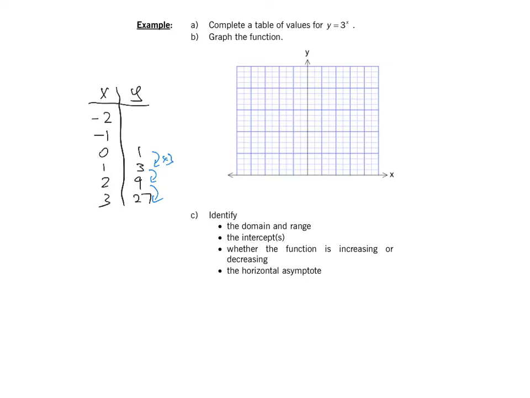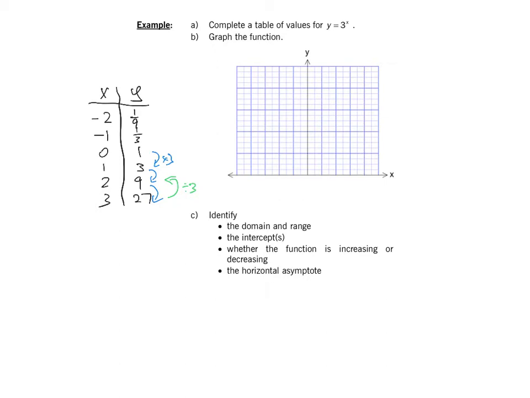Now, the reverse is true if you go up. Like if you go up instead of down, then you are dividing by 3. And that will help us fill in the last two spots above. When x is -1, y is going to be 1 over 3. When x is -2, y is going to be 1 over 9. Okay?